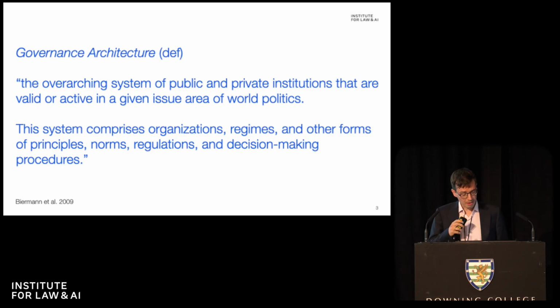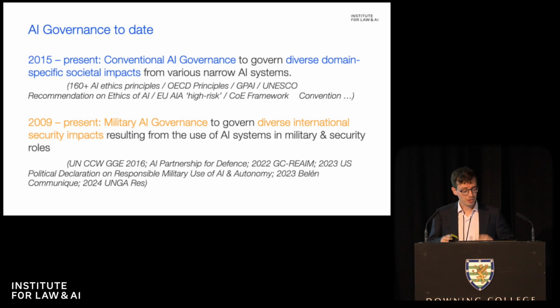And if you think about AI governance to date, and this is an extremely compressed history, you can think about these different, almost parallel tracks that are occurring, where from around 2015 onwards, you start seeing a bunch of initiatives that focus on conventional AI, or predictive AI, narrow AI. These are systems that have impacts across many different domains, but the systems themselves are quite narrow. And so we see the rise of AI ethics principles, the OECD principles, and a bunch of soft law mechanisms, but also, of course, the binding principles under the EU AI Act, specifically the high-risk provisions, and the Council of Europe's Framework Convention.